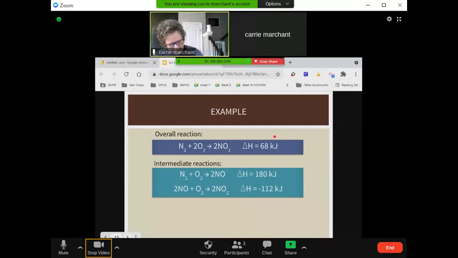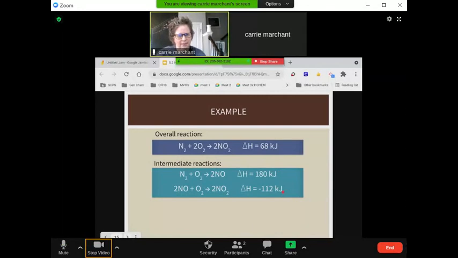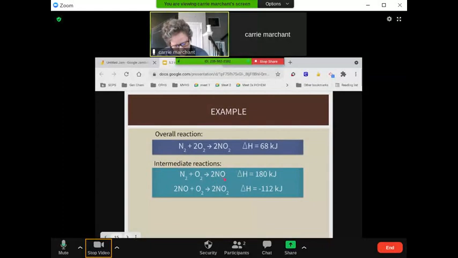Anybody see anything interesting about those 2 equations? One, yeah, I didn't write state symbols. I should have written state symbols down because sometimes you do need that. In this case, we don't need it, but that would be a good thing for you to always write down. Okay. Nitrogen gas and oxygen gas give you nitrogen monoxide. Nitrogen monoxide's on the left and the right. So if I'm adding these 2 equations together, I actually can cancel them.